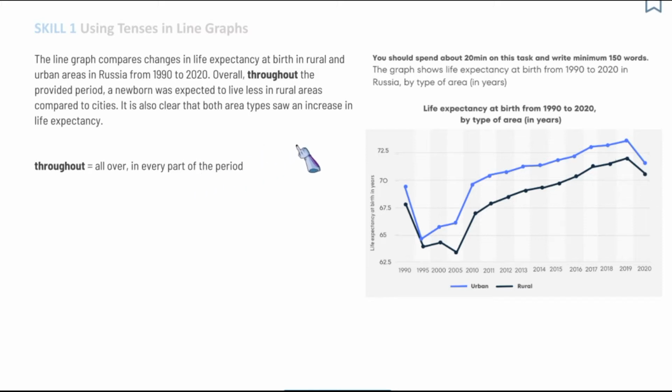I also want to pay your attention to the word throughout that I have used in my overview. Throughout is a very useful word when you deal with line graphs, and the meaning is all over the period, in every part of the period.